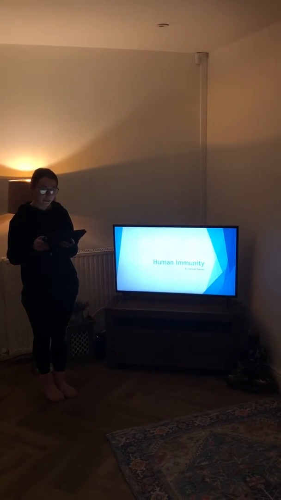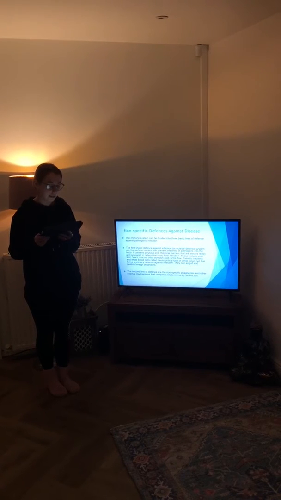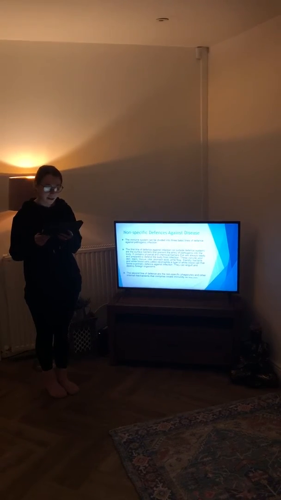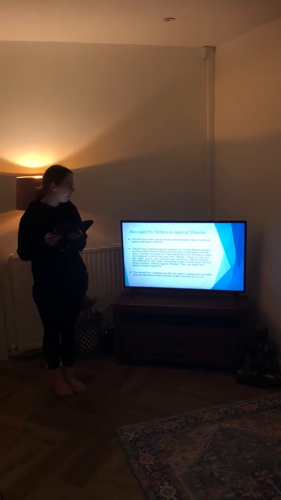Human immunity by Hannah Raines. Non-specific defences against disease. The immune system can be divided into three basic lines of defence against pathogenic infection.